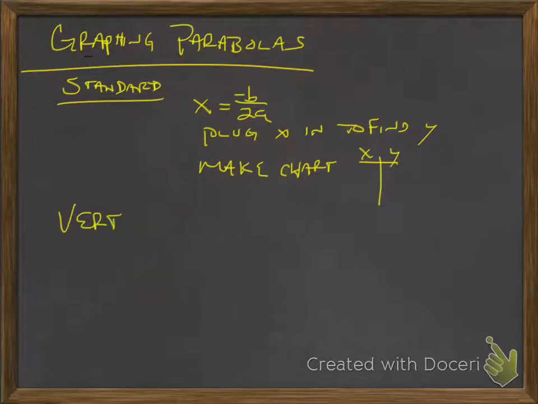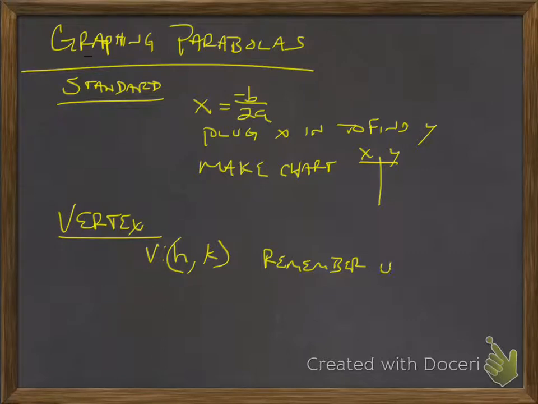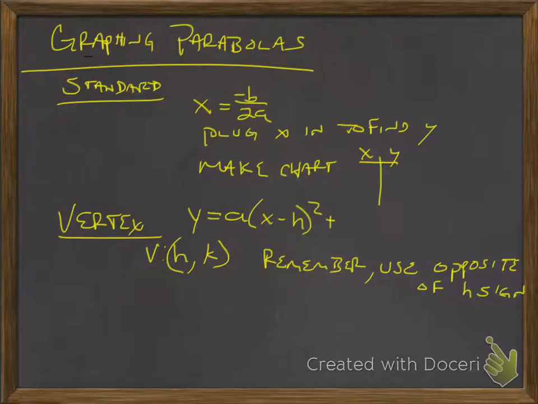For vertex form, the vertex is (h, k). Remember to use the opposite of h. That's in the formula you have: remember, y equals a times (x minus h) squared plus k, not the opposite of the k. And then make the chart.